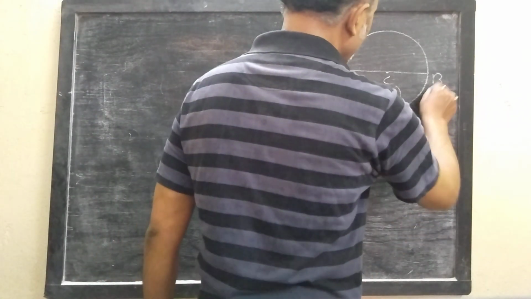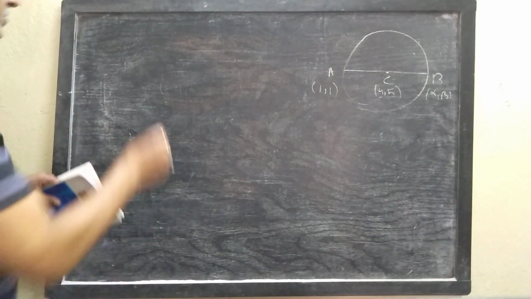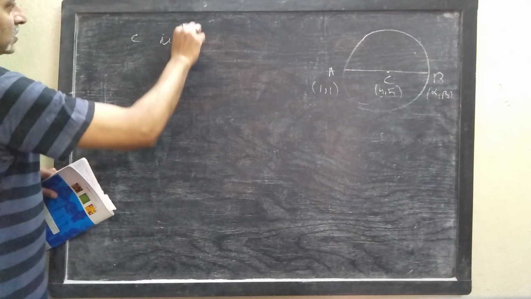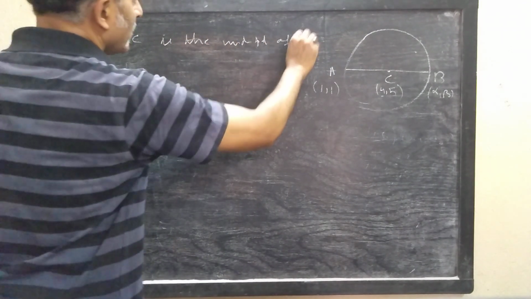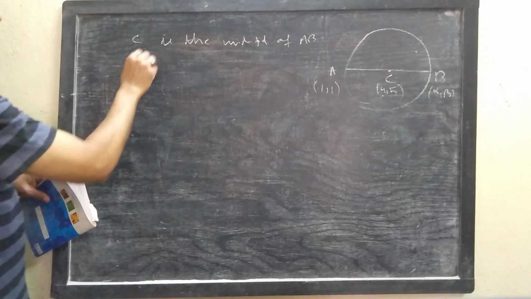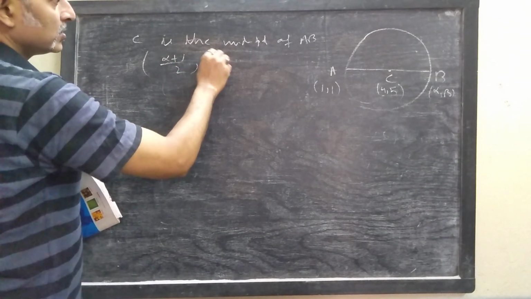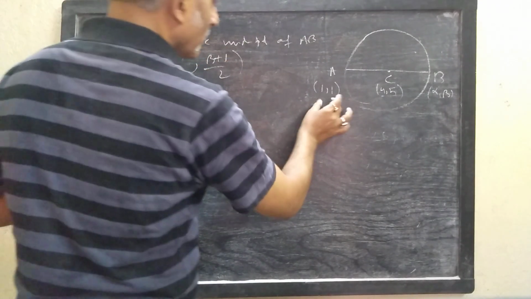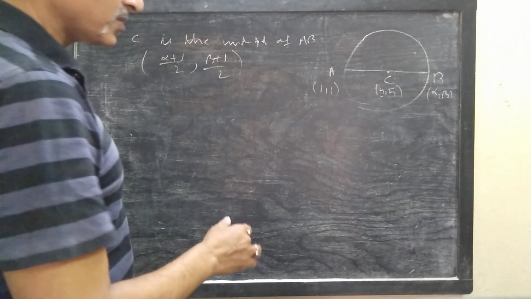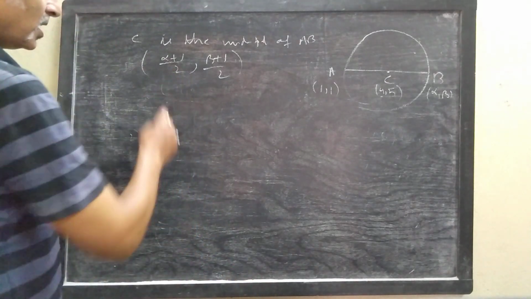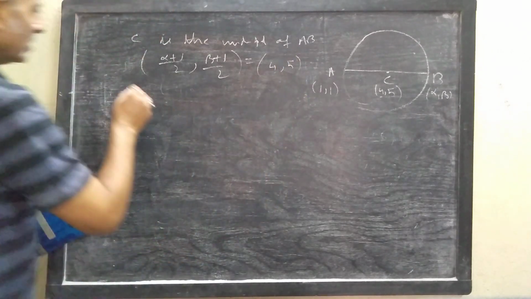In the first way, let the coordinates of B be (alpha, beta). Then C is the midpoint of AB. Therefore, ((alpha plus 1)/2, (beta plus 1)/2). Look, A has coordinates (1, 1), B has coordinates (alpha, beta). So the coordinates of its midpoint will be ((x1 plus x2)/2, (y1 plus y2)/2). This will be equal to the coordinates of C (4, 5).